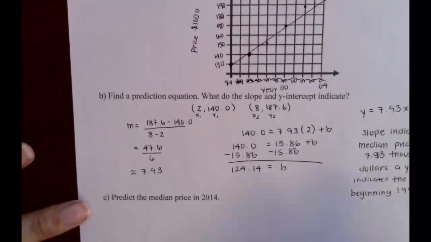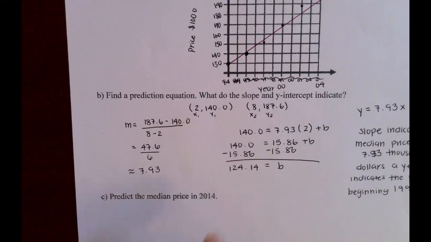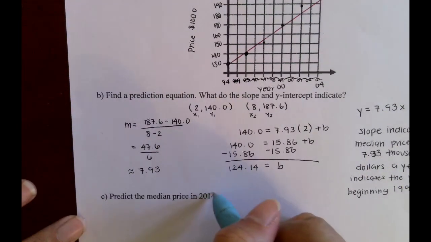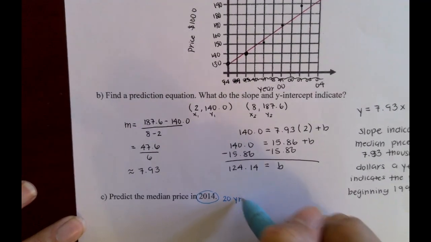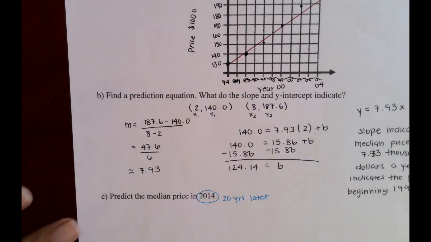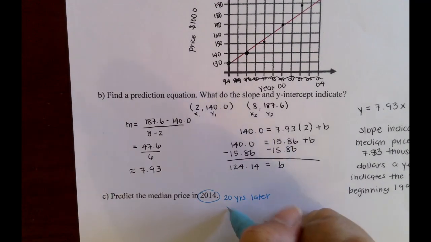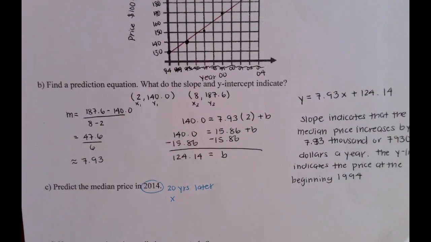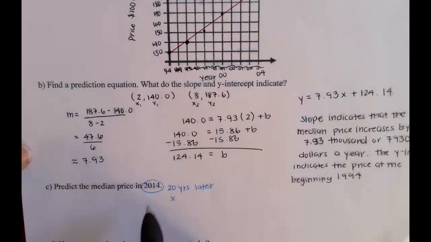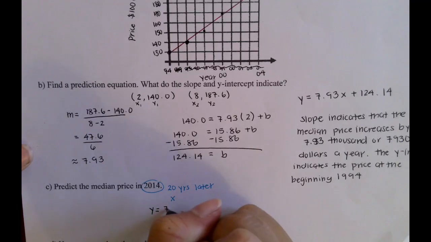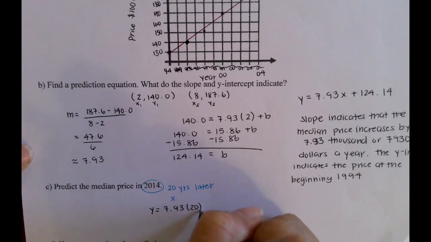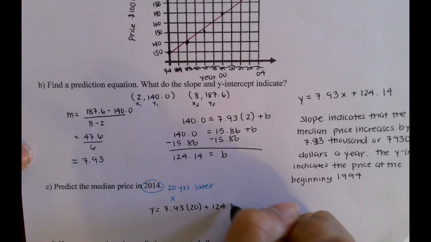So here, when it says predict the median price in 2014, 2014 is 20 years after, right, 20 years later, after when we started, okay? So this 20 years is going to be our x, and we're going to use our equation that we had from before to see what it actually is. Okay? So let's plug it in. So I'm going to plug in the 20 here for x. So y equals 7.93 times 20 plus 124.14.